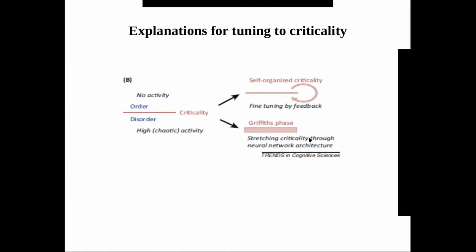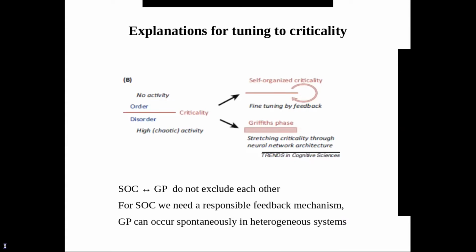So you don't need to tune so precisely at the critical point, but even below the critical point, you can find dynamical scaling behavior. Some comments. SOC and Griffiths phase do not exclude each other, so they can live together in certain models. And for SOC, you really need a responsible feedback mechanism, which in statistical physics is usually a competition of slow driving and a fast dissipation. But Griffiths phase can occur spontaneously in heterogeneous systems. And we expect that the brain is really heterogeneous.